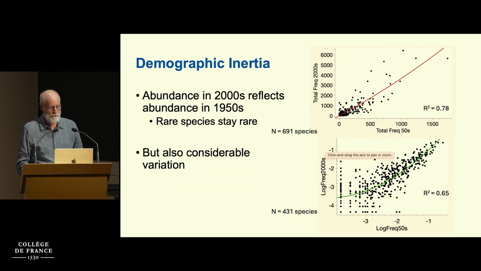This demographic inertia is still obvious if we look at the individual abundances of species across the 50-year time span. You don't have zero, so when you switch to logarithms of abundance, you have a smaller sample size, but the correlations here are very high. But you'll also notice the considerable amount of variation. Many species were changing substantially in abundance despite this inertia.